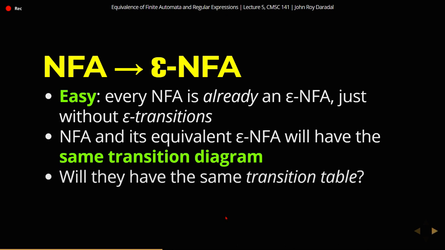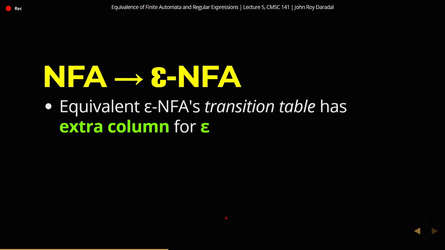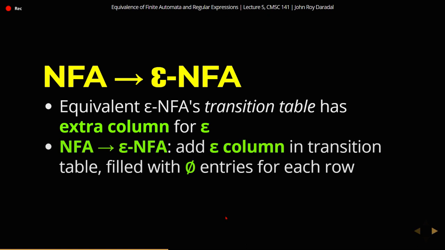But will they have the same transition table? Well, they won't, because remember that epsilon NFAs need a column for epsilon. So our equivalent epsilon NFA's transition table will have an extra column for epsilon as well. So to convert your NFA to epsilon NFA, we will use the transition table to show the difference. And what we'll do is we'll simply add an extra column for epsilon, and you fill that column with null entries because there are no epsilon transitions in the original NFA. So in the equivalent epsilon NFA, there are no epsilon transitions as well.